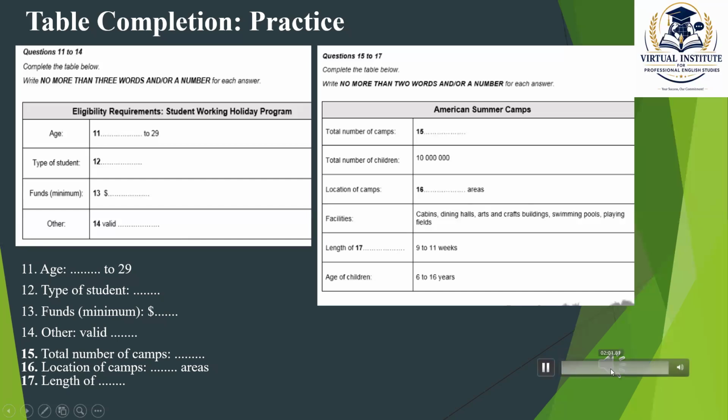You should point out that you'll need a visa, so you need to satisfy those requirements in order to get a working holiday visa. You now have 30 seconds to look at questions 15 to 17.